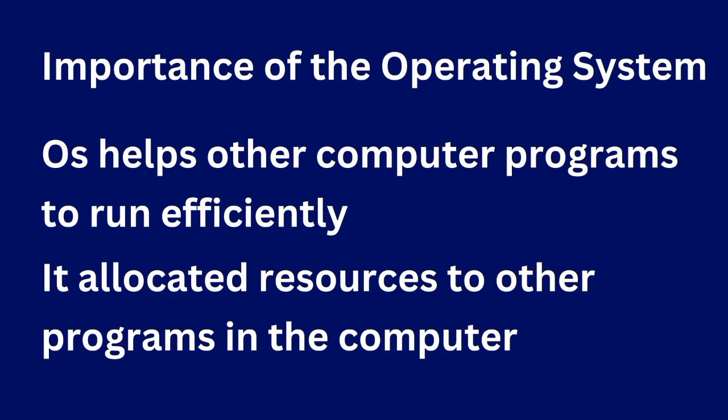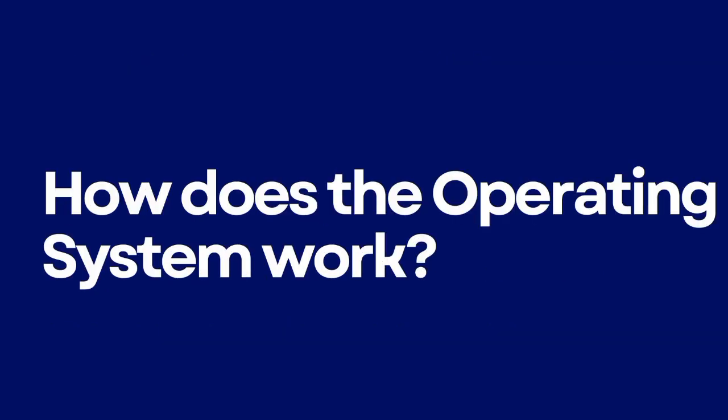Operating system is very important. It does a whole lot of work. It helps programs to run efficiently. It tells the hardware which program should load and which one should not load, and it allocates resources to the hardware and so much more. Let's quickly look at how the operating system works.